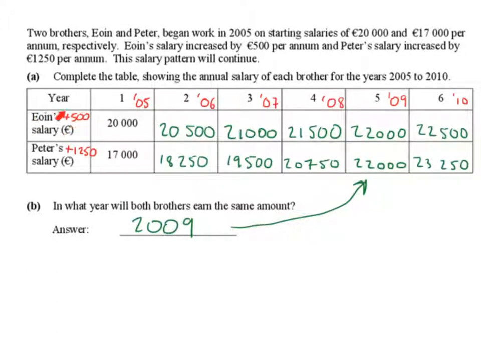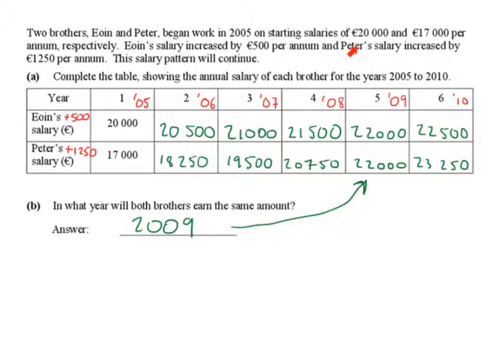So Owen's salary started at €20,000, but it increased by €500 per annum, per year. So we're going to add €500 to 20,000 for each term. So 20,000 plus 500 is 20,500, and then plus another 500 is 21,000, plus another 500, 21,500, plus another 500, 22,000, and plus another 500, 22,500.